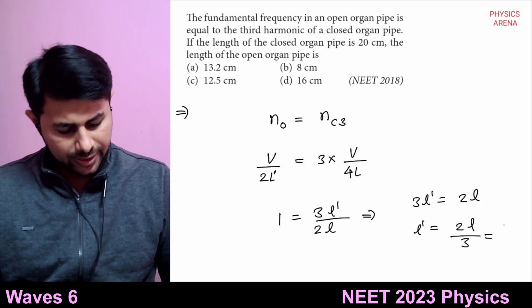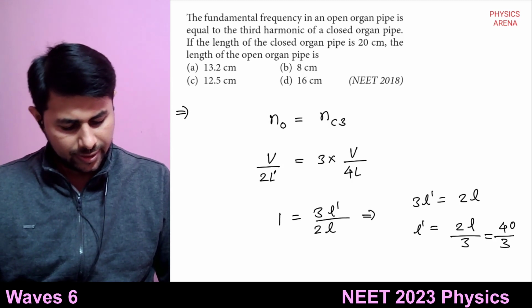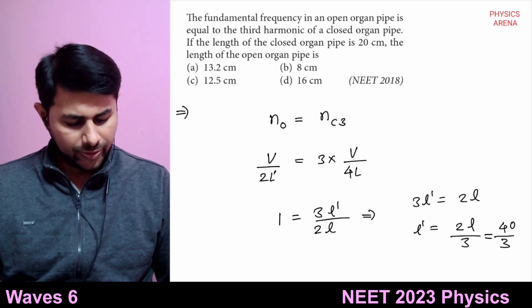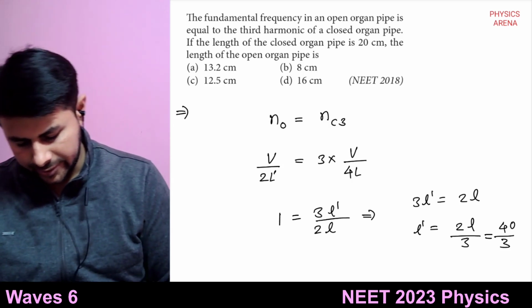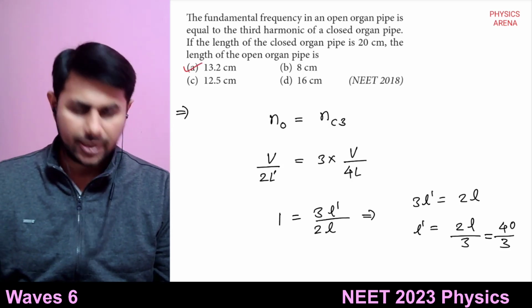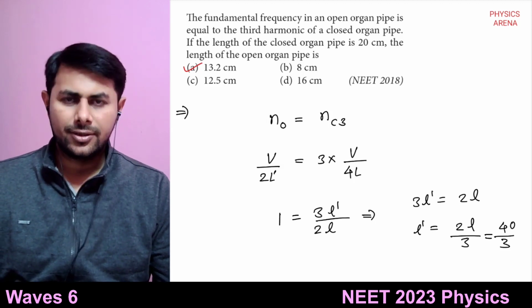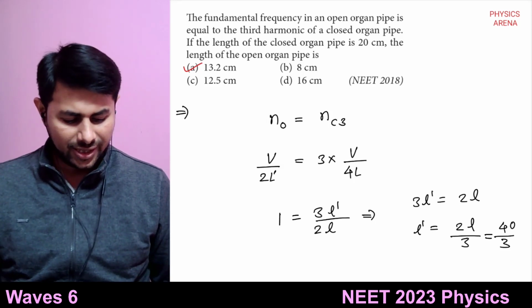So 20 times 20, 40 divided by 3 is how much? 10 point something, 13. Okay, 13 threes are 39, right? So 13 is the answer, option A.